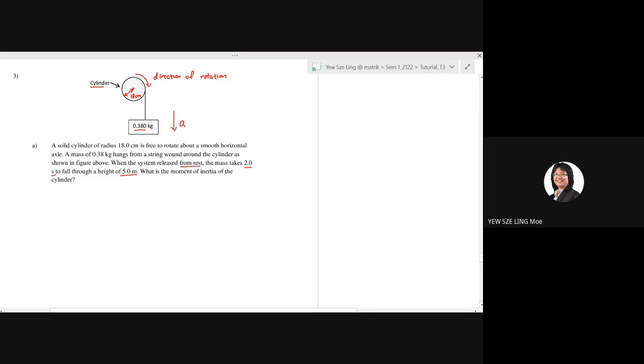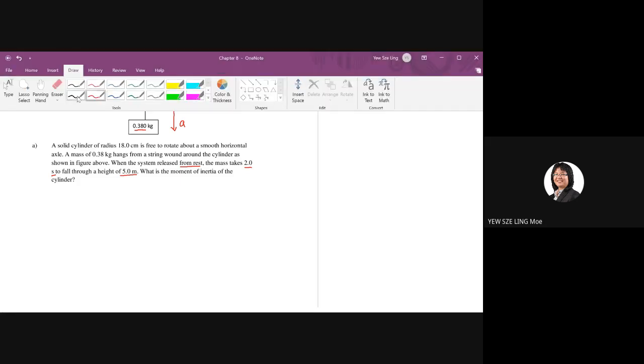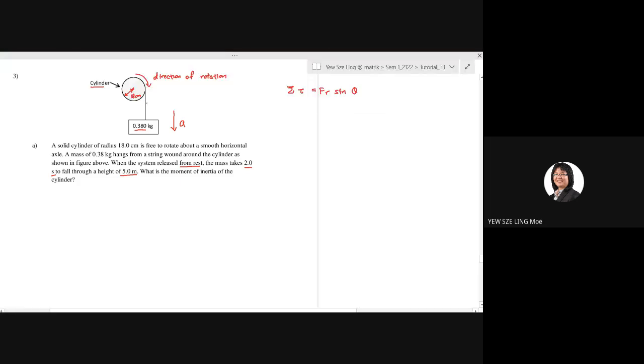So now let's see, how are we going to do it? When it comes to questions like this, the first thing we need to calculate is the torque of the disc. So let's begin with the definition of torque. We know torque is equal to Fr sine theta, right? So in this question, the first thing that we have is tension. So we have tension for the disc and the tension for the block. And then the radius given is 18 cm.